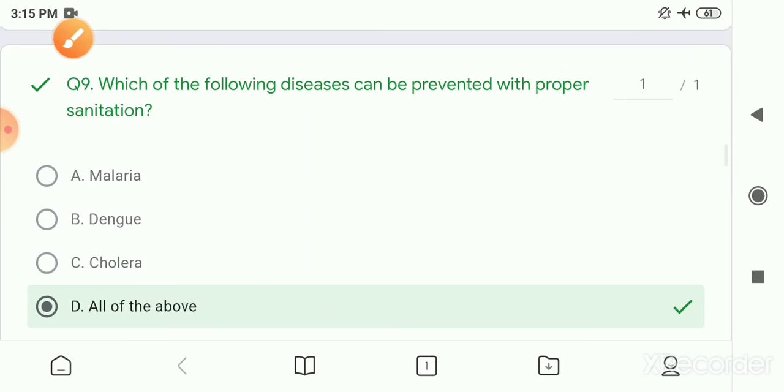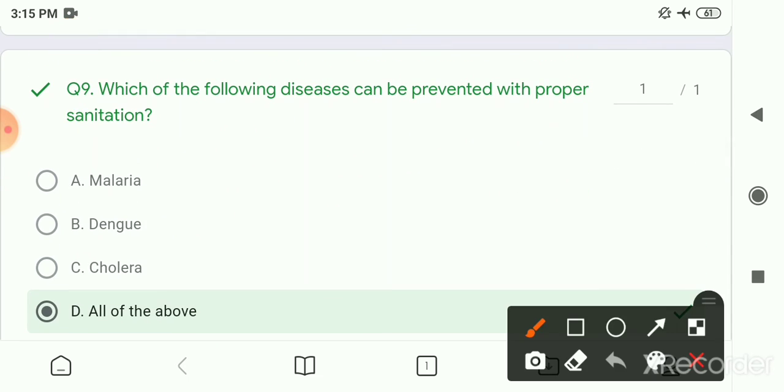Next is 9th number, which of the following diseases can be prevented with proper sanitation? The options are malaria, dengue, cholera and all of the above. So here your answer is option D, that is all of the above.